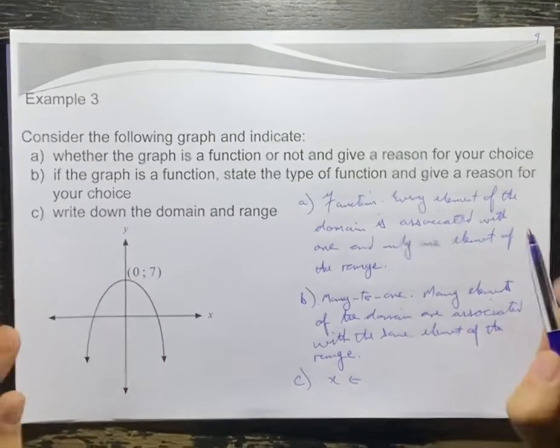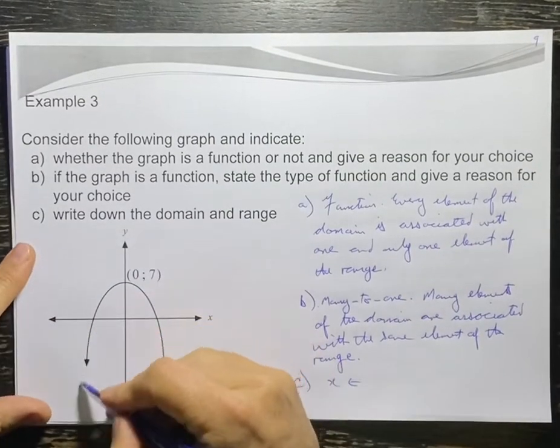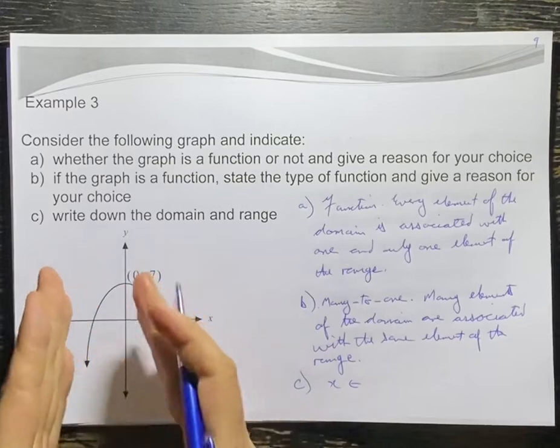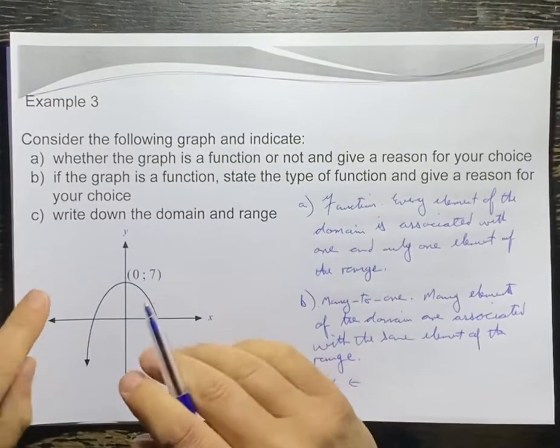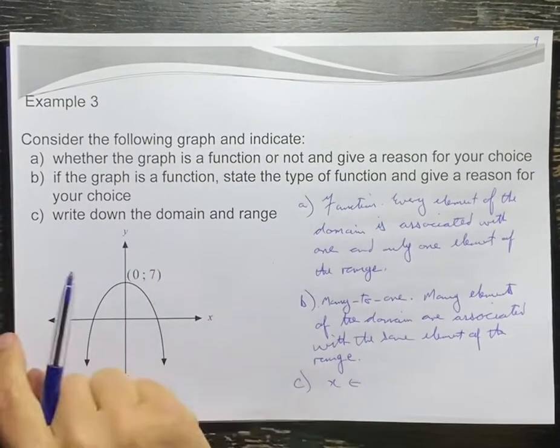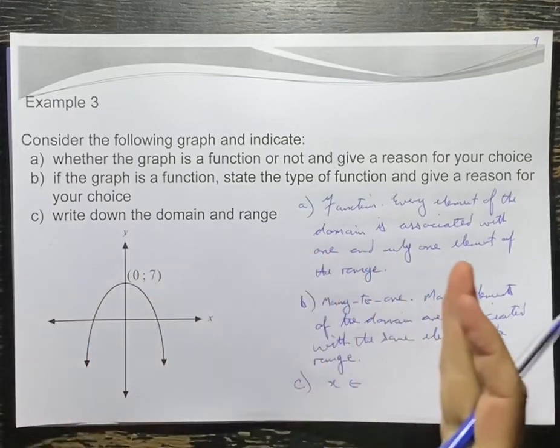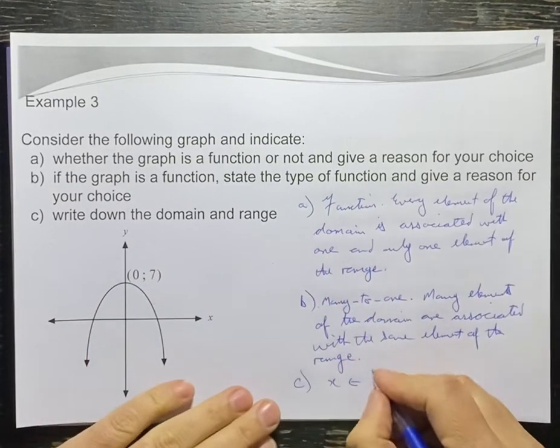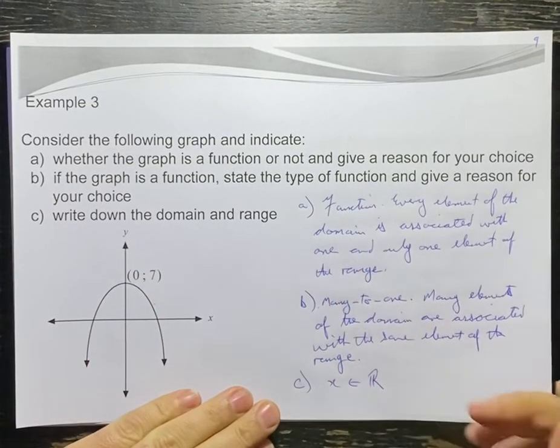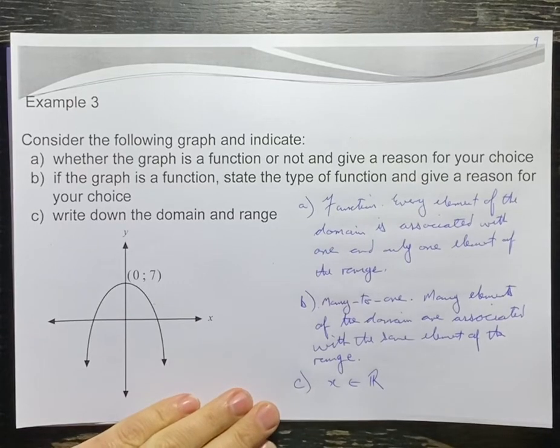Okay, now, because this graph continues on both sides like this, and it's going to expand as it goes on, that means that we can have any x value because it'll just get wider and wider and wider as it goes along. So here we can have any x value. In other words, x is an element of the reals.